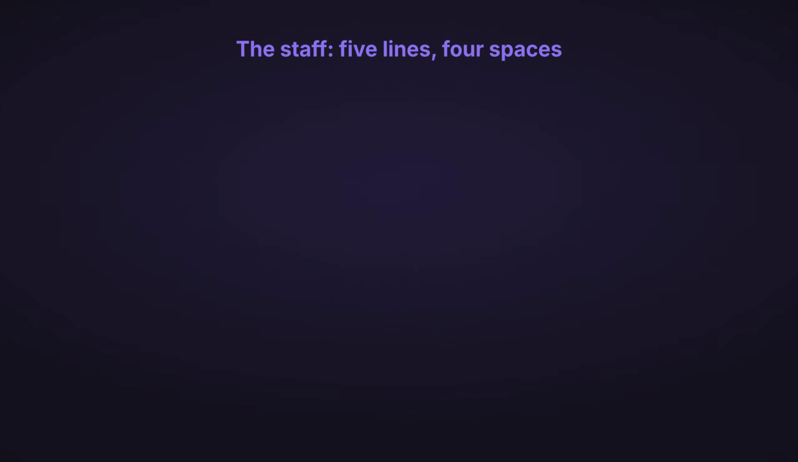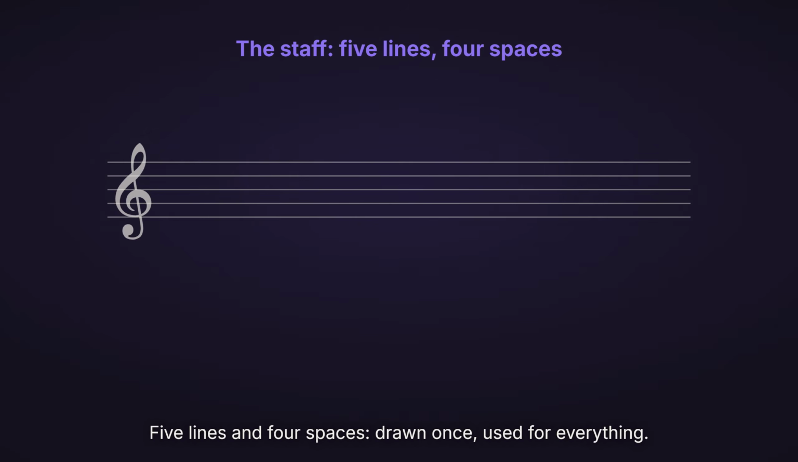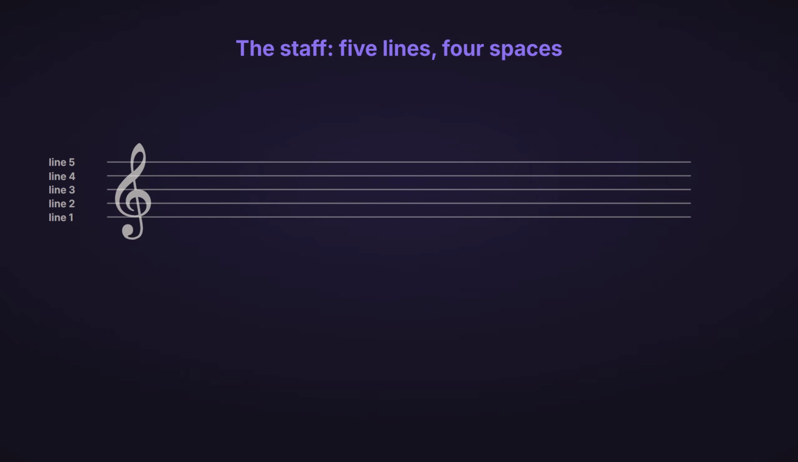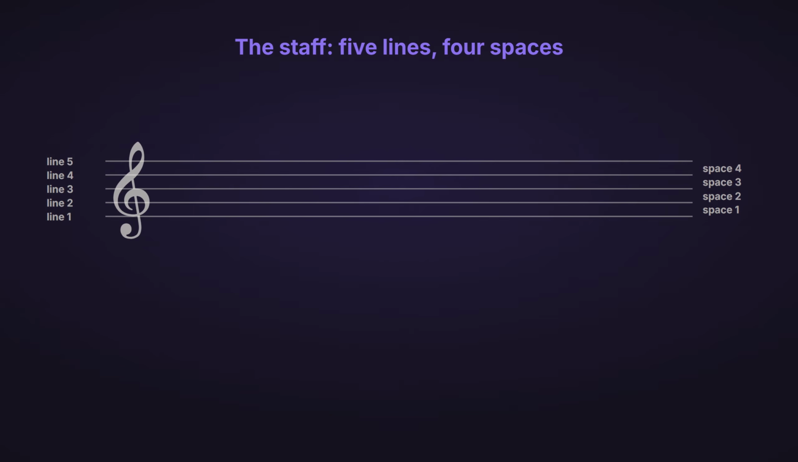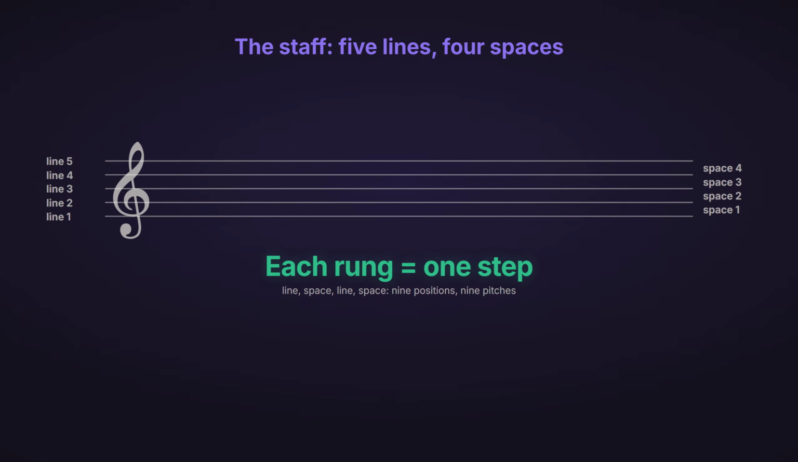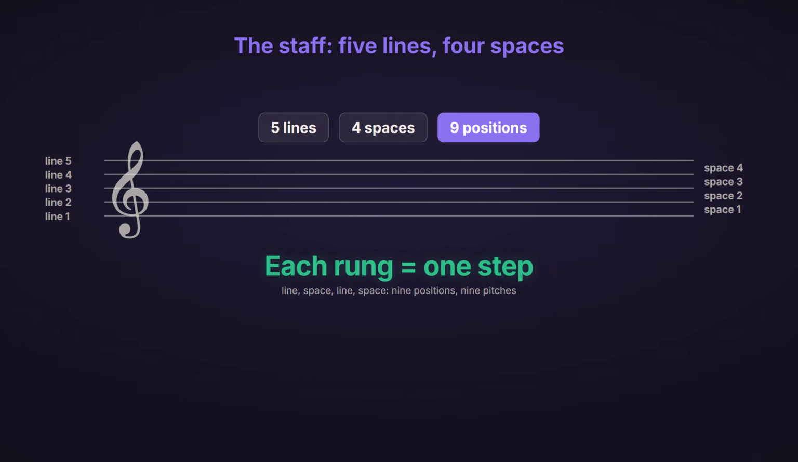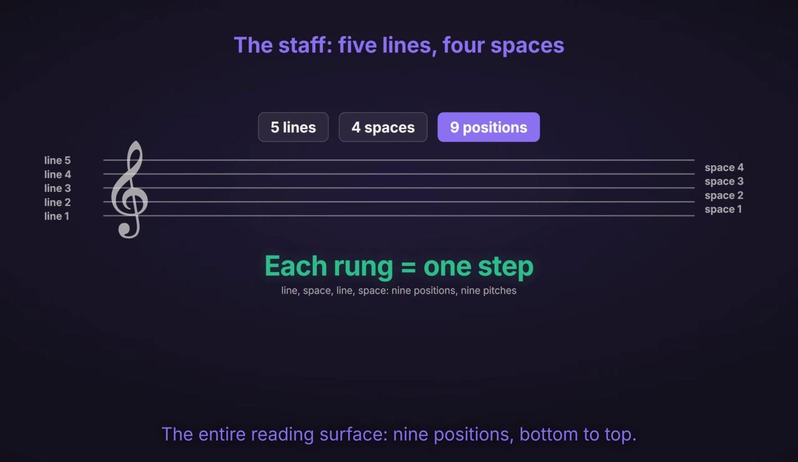The grid that music is written on is called the staff. It is 5 horizontal lines and the 4 spaces between them. Draw those 5 lines and you have built the ladder that carries every note. Each rung of the ladder, whether it is a line or a space, represents one step of the musical alphabet. The bottom rung is the lowest pitch shown, and each rung above it is one step higher. 5 lines, 4 spaces, 9 positions in total. That is your entire reading surface for any single system of music.